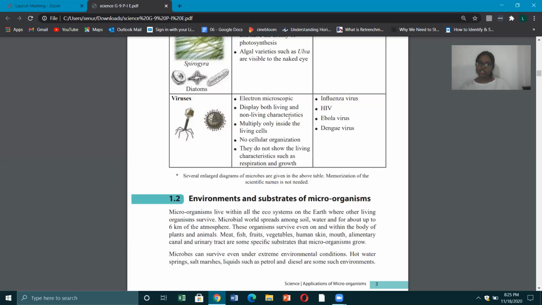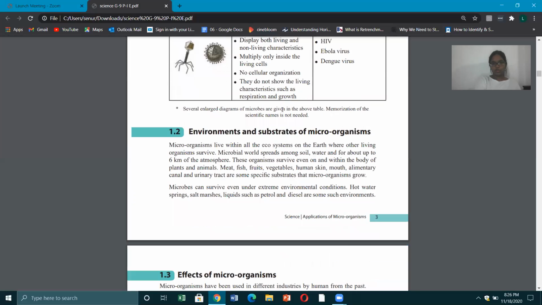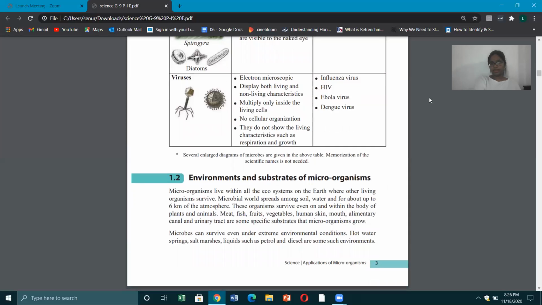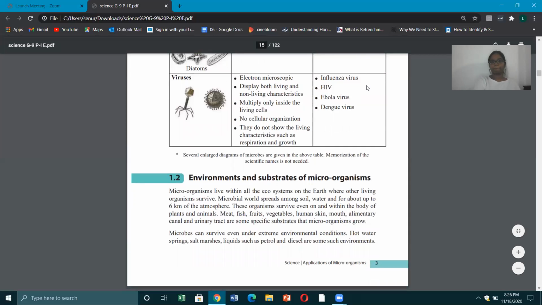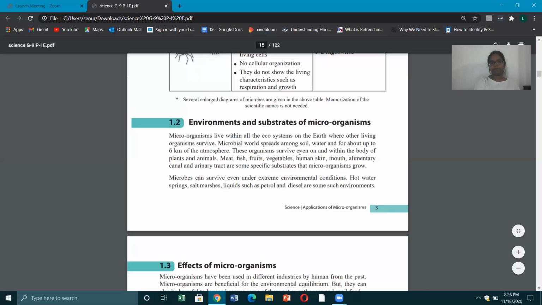That is an issue. I mean, we don't have enough evidence. We can't categorize them into living or non-living. So examples are influenza, HIV, Ebola virus, and dengue virus. Those are some diseases that have been caused by virus.